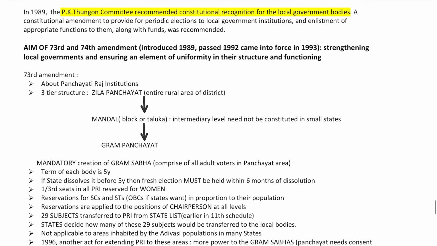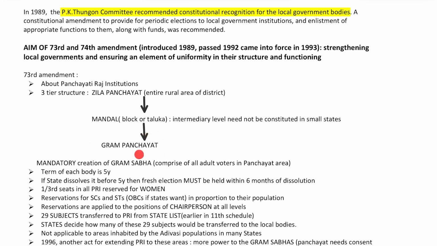So the 73rd Amendment Act was about the Panchayati Raj institutions. It had a three-tier structure. On the top is the Zilla Panchayat, which covers the entire rural area of the district. Then the intermediate level is the mandal or the block or taluka. It need not be constructed in small states. Then at the lower level or the grassroots level, we have the gram panchayat.